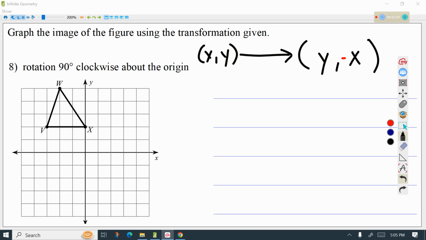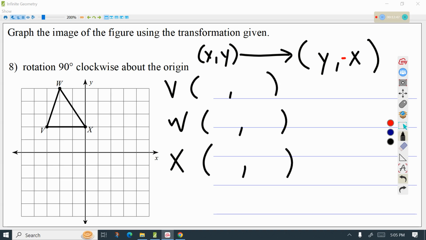So we got our V, W, X, okay? What are our coordinates of these points? All right, we got the V is left 3, up 2. The W is left 2, up 5. And the X is left 0, up 2, right? So it stays right there. Okay, so now let's get our image.